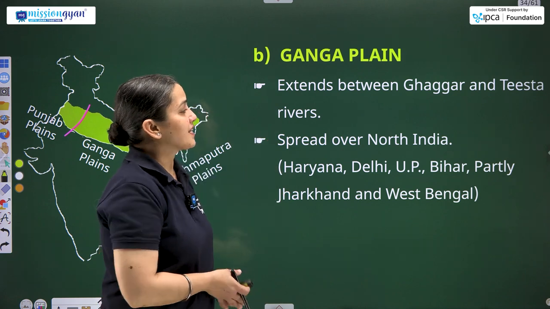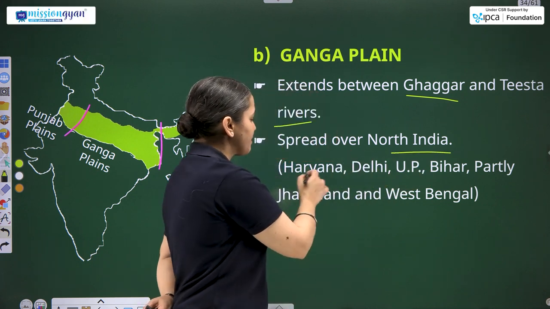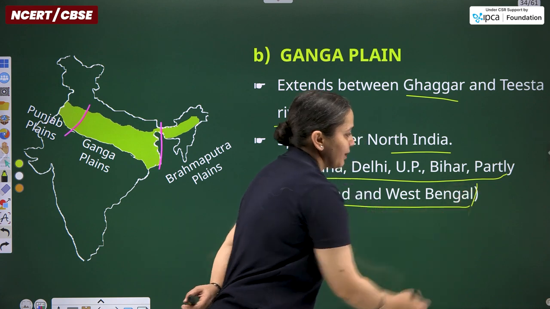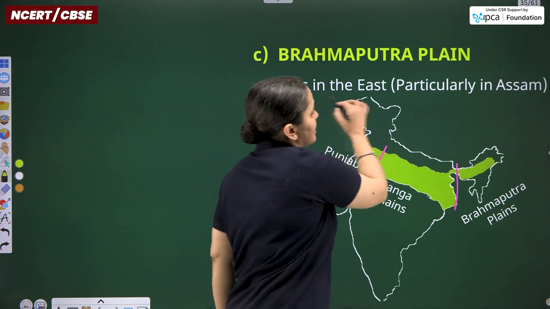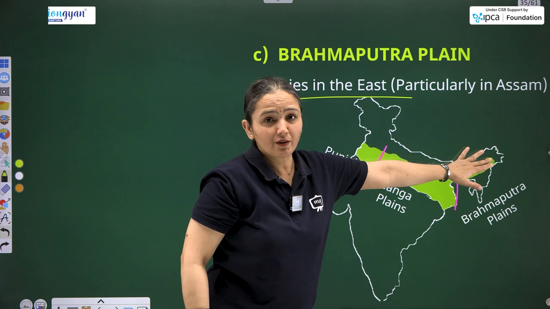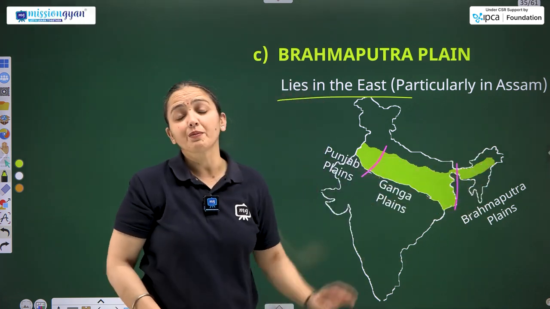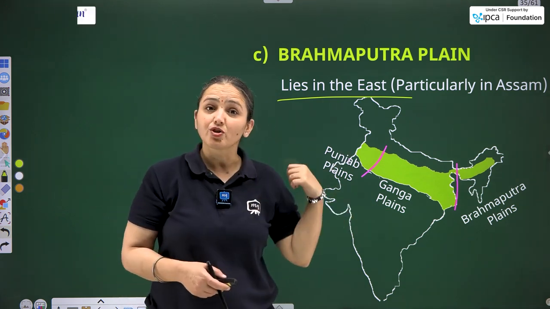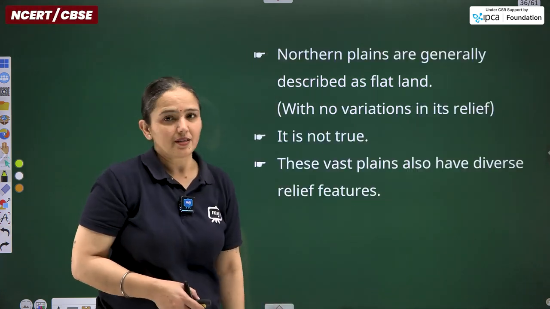Moving ahead, Ganga plain extends between the Ghaggar and Teesta rivers, spread over North India, comprising particularly Haryana, Delhi, UP, Bihar, and partly Jharkhand and reaching up to Bengal. Already told you the rough extensions of these. Brahmaputra plains lie in the east, particularly in Assam. You can consider the head region is of Arunachal Pradesh, then comes Assam and beneath is Meghalaya. So, some part of Meghalaya and Arunachal Pradesh also comes in Brahmaputra plains. But Assam is entirely covered, and the riverine island we have just discussed lies on this passage of Brahmaputra river in between these plains itself.